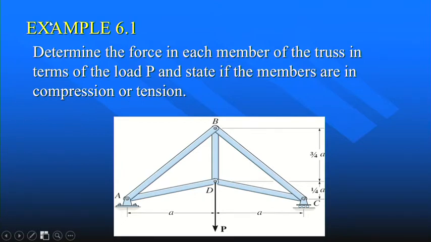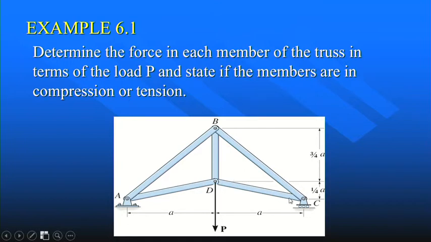Now let's come to a real example. Here is a very simple example. Determine the force in each member of the truss in terms of the load P, and state if the members are in compression or tension. So in this example, the external load is P, acted at D, and the dimensions are shown in the figure.